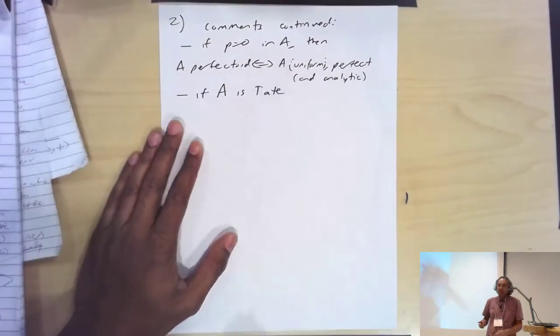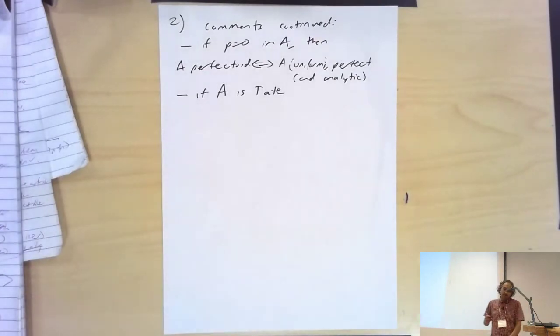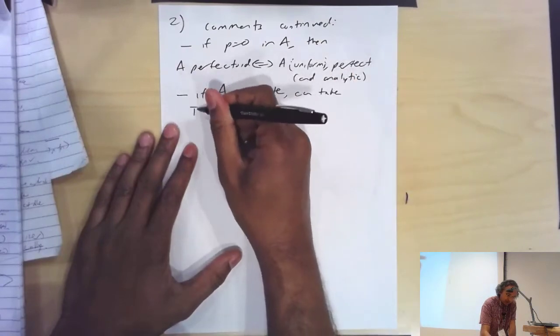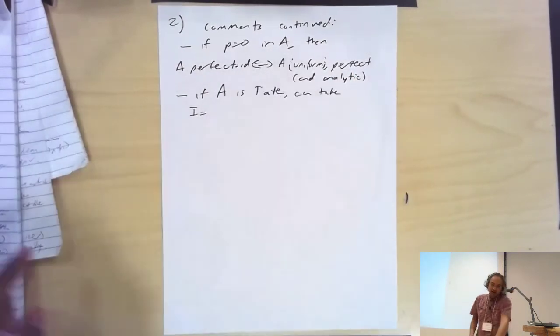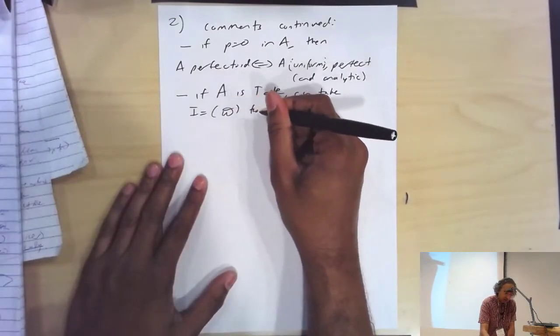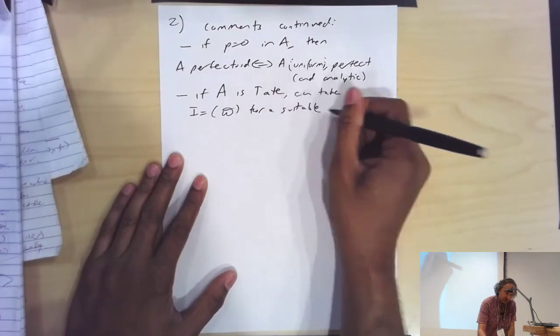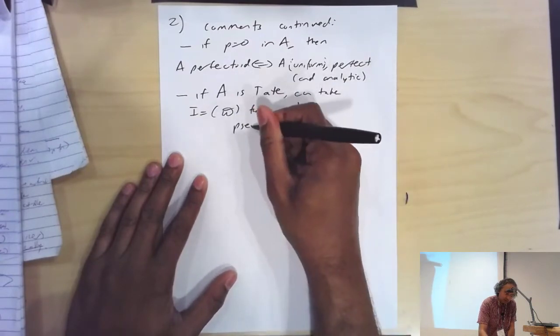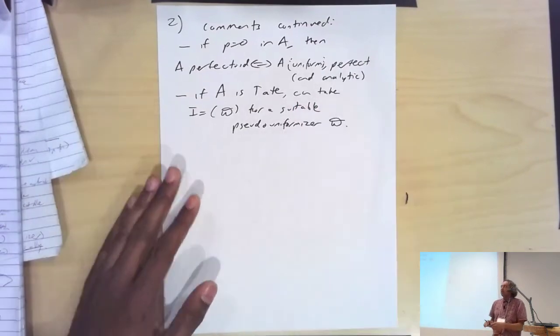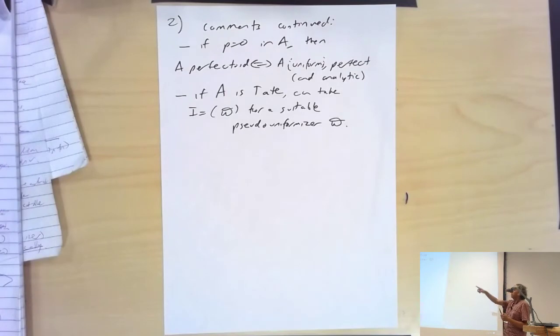So let me dial back the level of generality somewhat from analytic to Tate. If A is Tate, it turns out you can always take I, the ideal that I used here, to be the principal ideal generated by some suitable pseudo-uniformizer. Again, it's not an entirely straightforward thing to go from this definition to saying that if there's some other ideal that works, then you can make one like this, but a posteriori, this all works out.